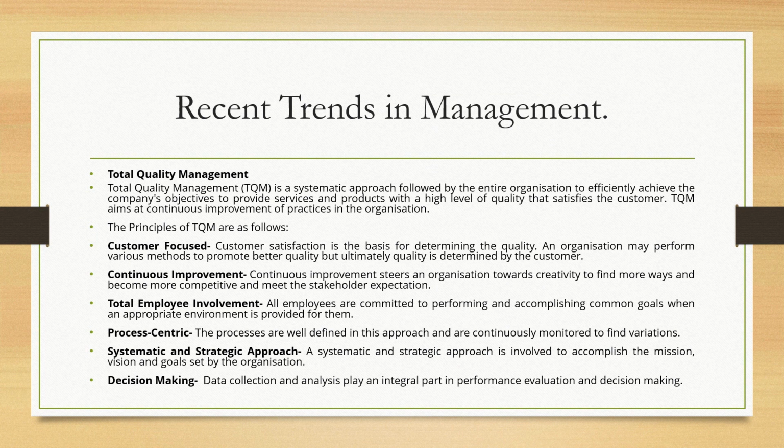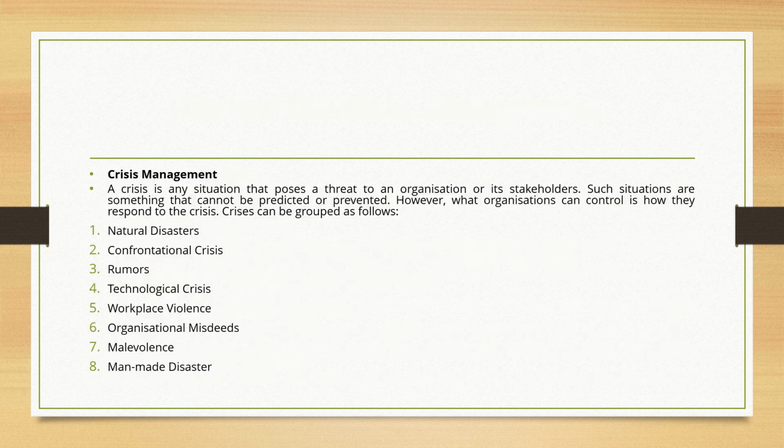Total quality management. This is all about how an entire organization tries to efficiently achieve the company's objective to provide services and products with a high level of quality that satisfies the customers. To understand this, there are a few principles of total quality management. First one is customer focus. Second, as a manager, strive for continuous improvement. Making sure that total employee involvement happens only when the employees enjoy the work center. Process centric, systematic and strategic approach, decision making. These are a few recent trends under total quality management.